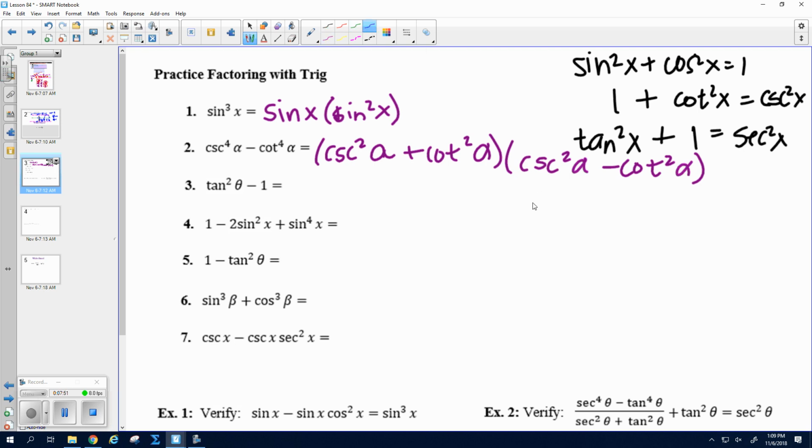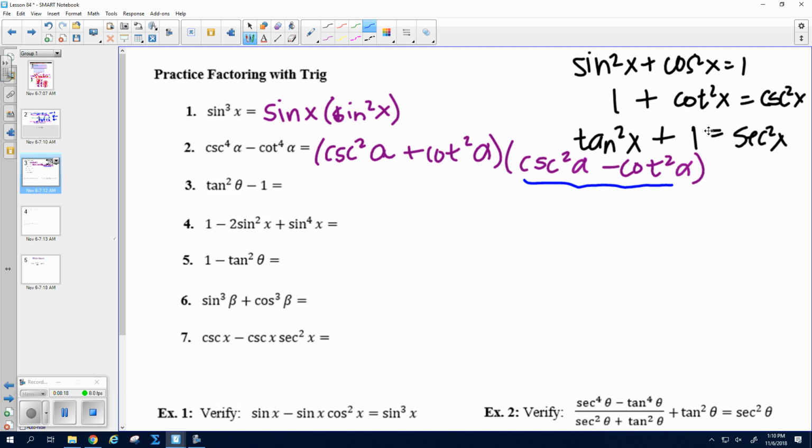Well, one of these is special. This one right here is equal to what? 1, if you move this over, okay? Now, tangent squared theta minus 1. Is that one of these lovely identities? It is not. Okay? Because it's a minus. Tangent squared plus 1 is secant squared. There's no way to make this happen. Even if you move stuff around, you can't get that.